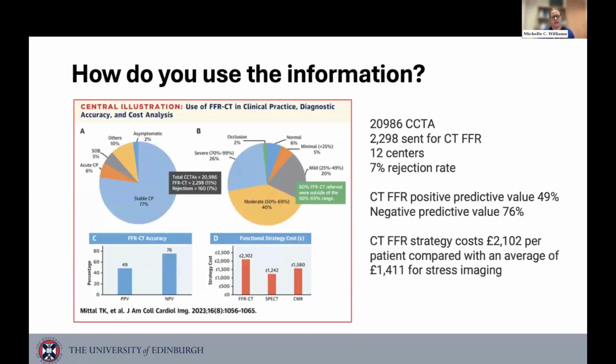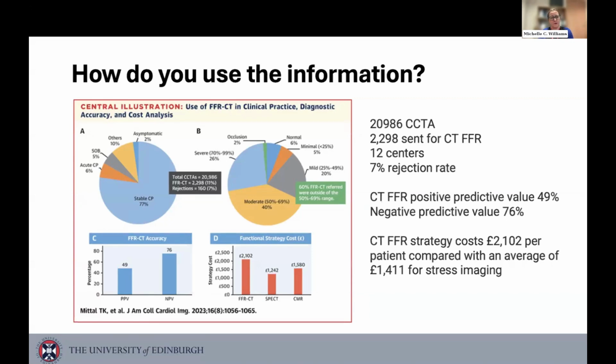But how you use this information in clinical practice really impacts whether it's a useful tool and whether it's a health economically valuable tool for your clinical practice. So this is some work done by Taran Mittal down in London, looking at the use of CT-FFR in their clinical practice. They've got 12 centres, just nearly 21,000 CT coronary angiograms, and about 2,000 of those were appropriate to send for CT-FFR. They had about a 7% rejection rate.